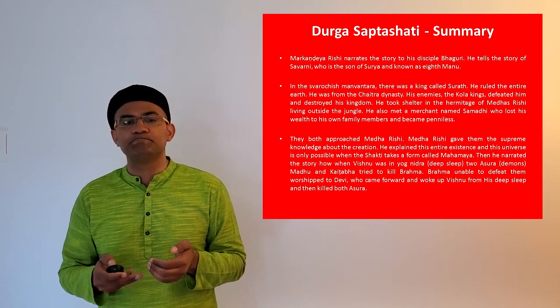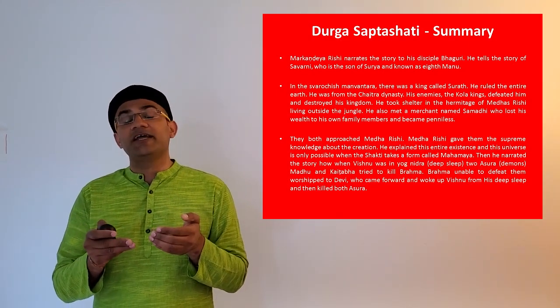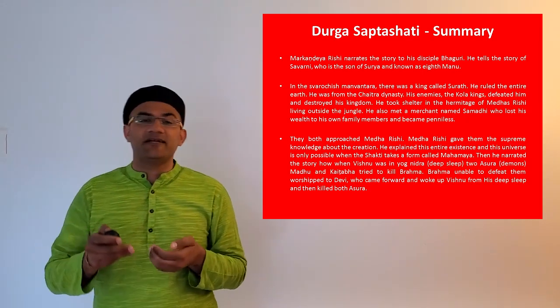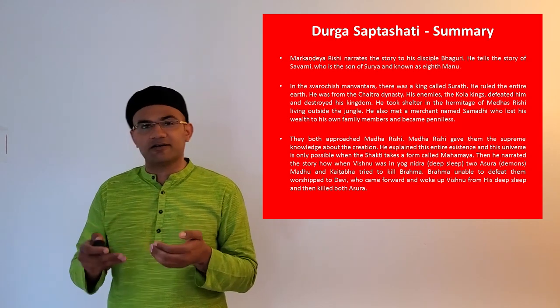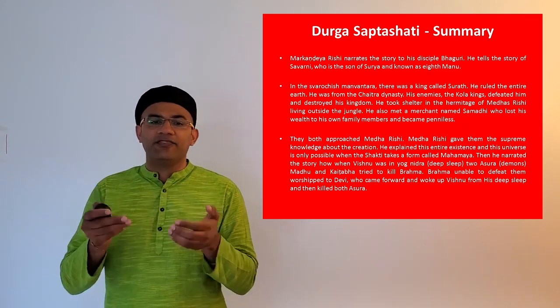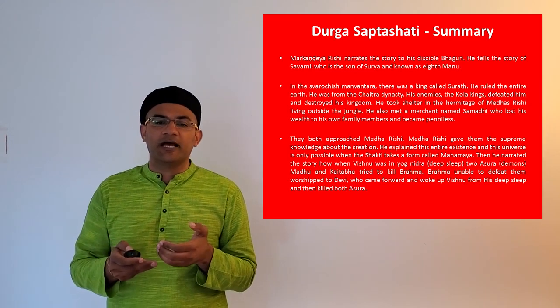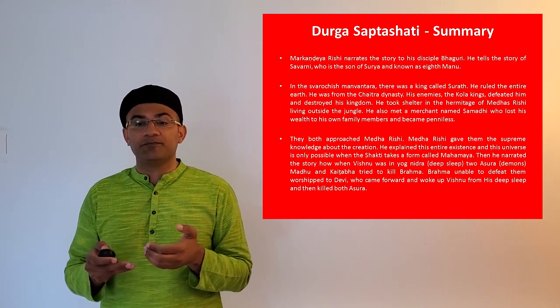So let's understand the Durga Saptasati. Let's go a little bit in detail into what's happening in these 700 verses of the Durga Saptasati, which comes from the Markandeya Purana. Markandeya Rishi narrates. Rishis are ancient scientists, and they're writers, authors, like everything. In this case, Markandeya Rishi is narrating a story to his disciple Bhaguri.